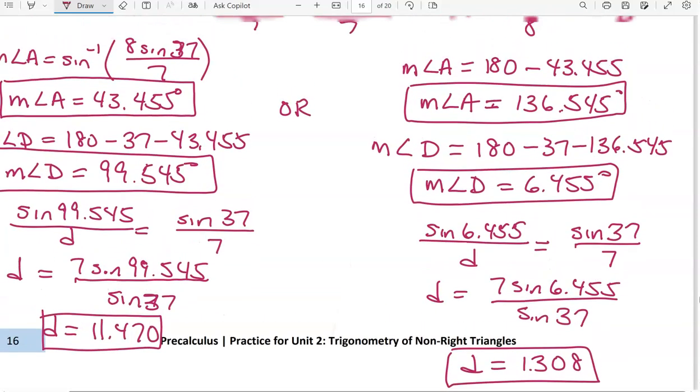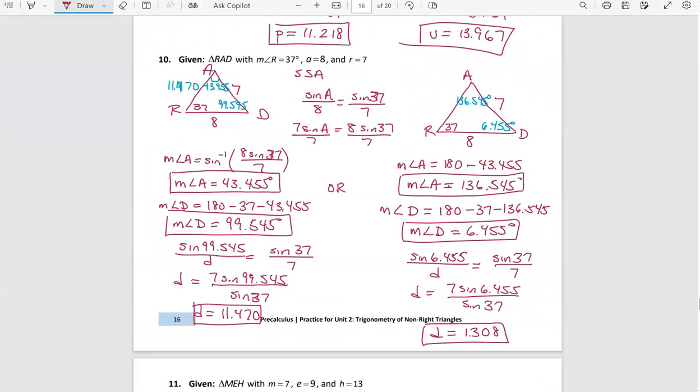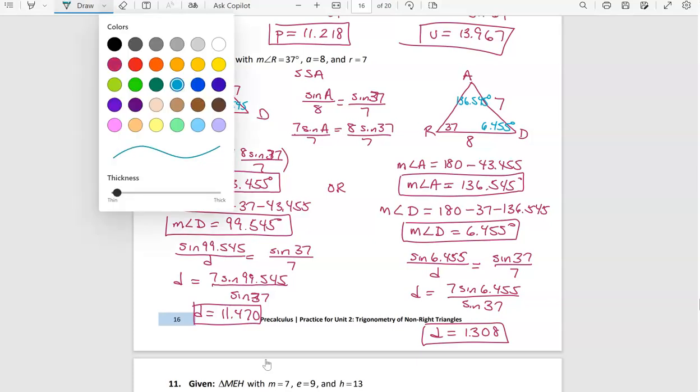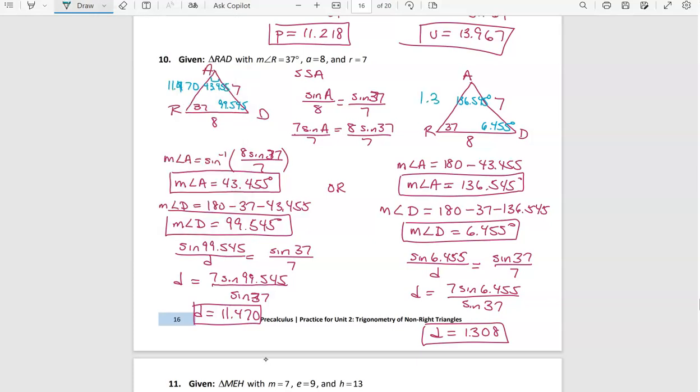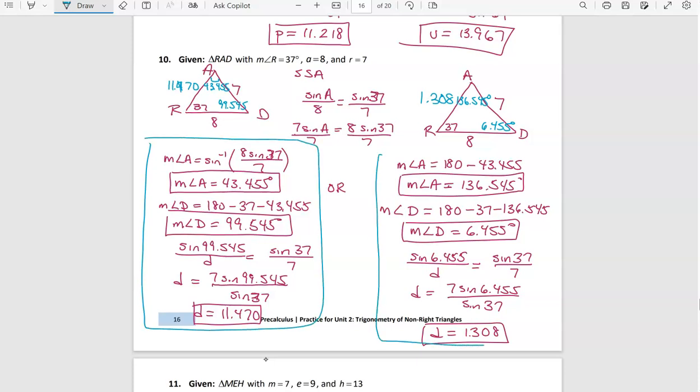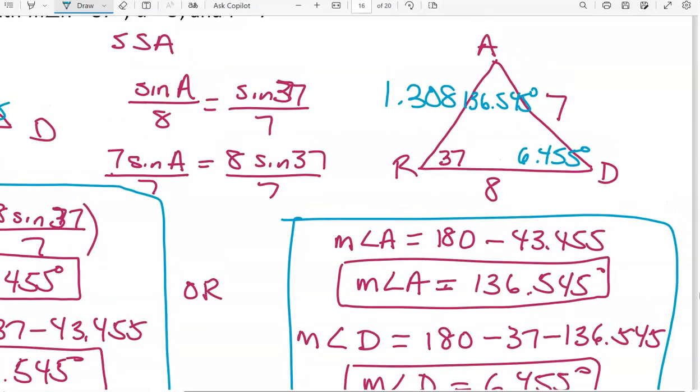Make sure to box your answers, and I'm going to do one last thing to check my result. I'm going to include that in our diagram for the second solution, 1.308. And so if you want to, you can box in the first solution and you can box in the second solution to indicate that there are two different solutions. Let's just take a look at our triangle for the second solution. The smallest angle, 6.455, is opposite the smallest side, 1.308. The largest angle, 136.545, is opposite the largest side, 8.